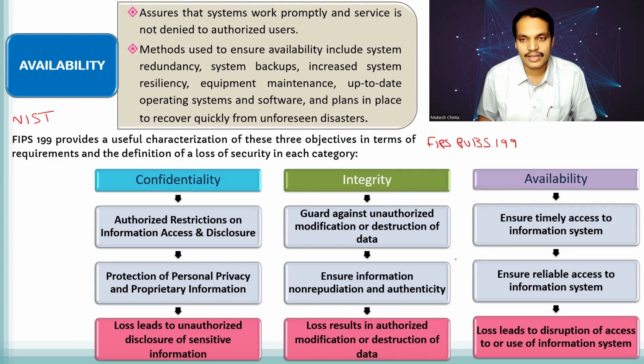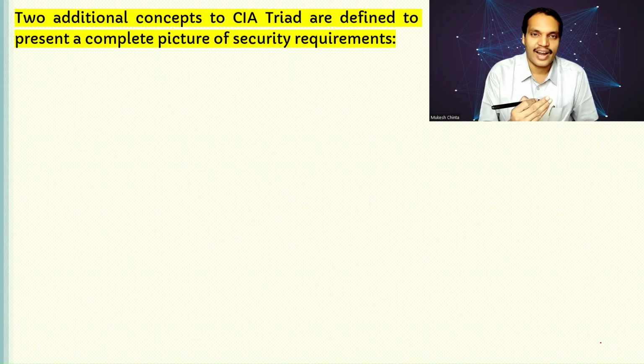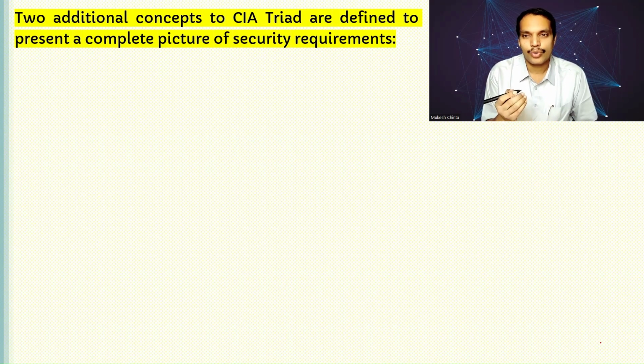So these are the three things. These are the three objectives, which we call the CIA Triad, and these are the things which we have to implement in order to ensure these three objectives. And this is how loss in each category will reflect. Okay. And in addition to these three things, there are two other concepts which are added to the CIA Triad to give you a better picture of security requirements.